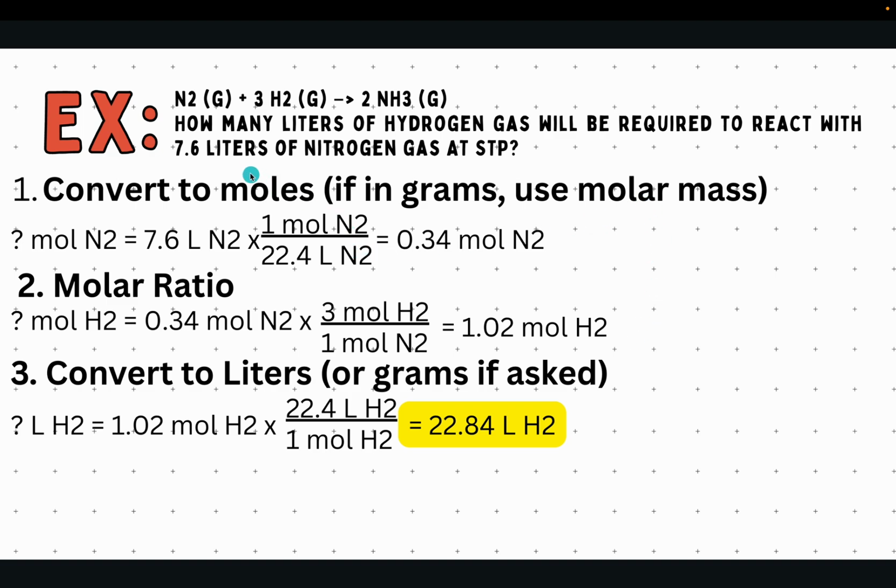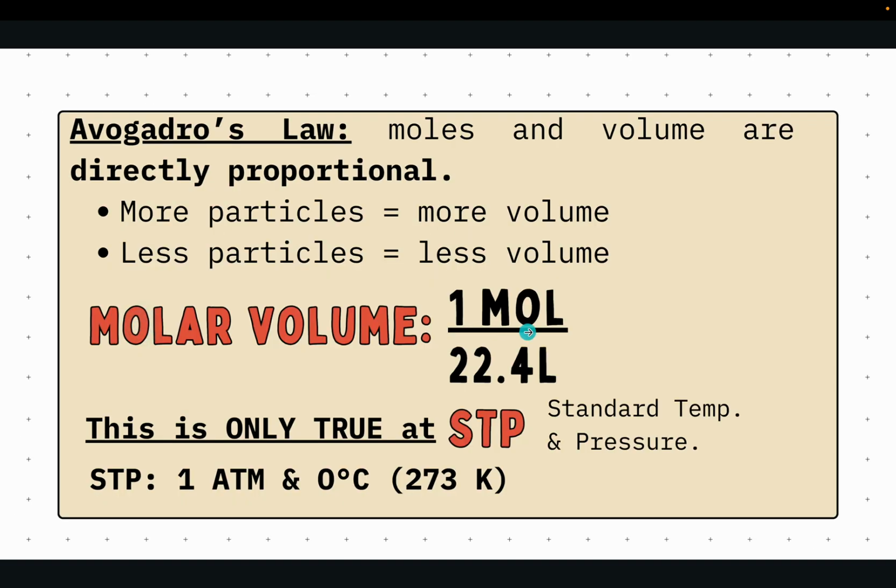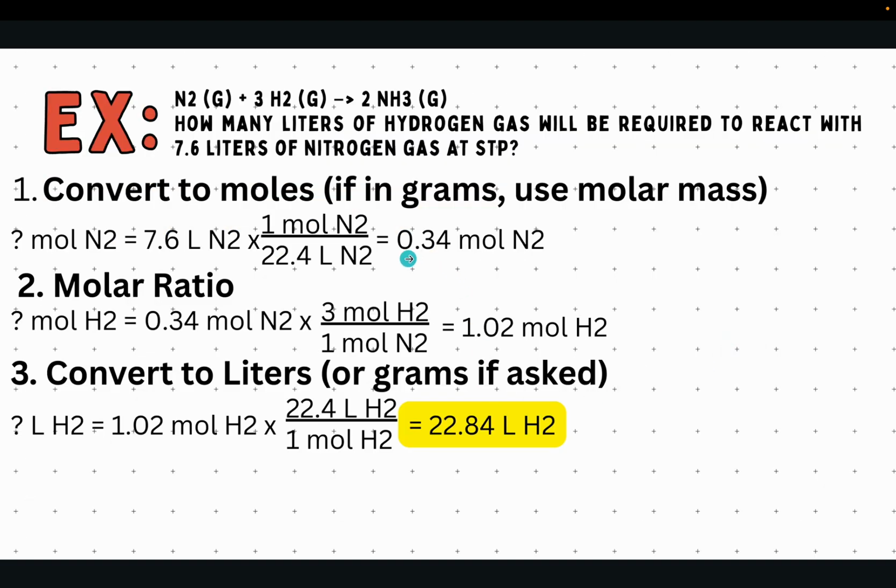So first we're going to convert these liters to moles. Remember from stoichiometry, we convert everything to moles first. If it is in grams, then you also convert to moles by using the molar mass. So how many moles of nitrogen? So 7.6 liters of nitrogen, and then 1 mole. 22.4 liters is 1 mole, remember? STP. And that equals 0.34 moles of nitrogen.